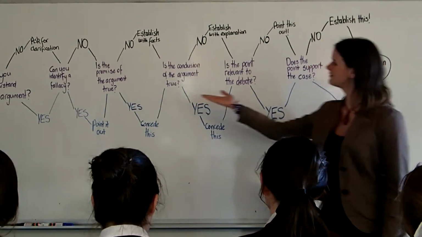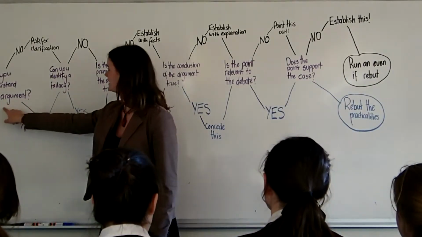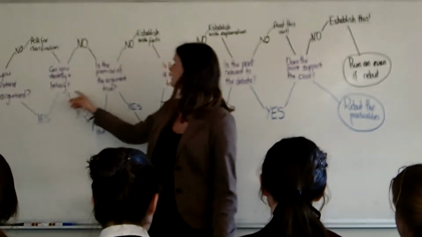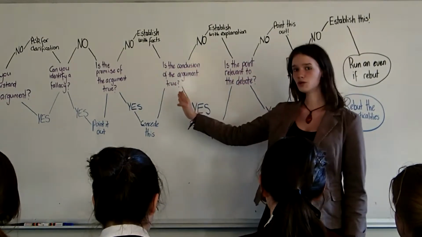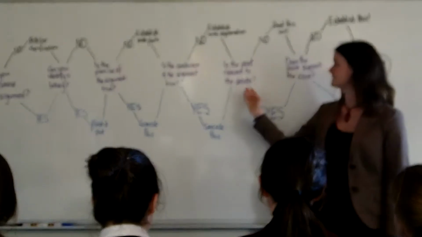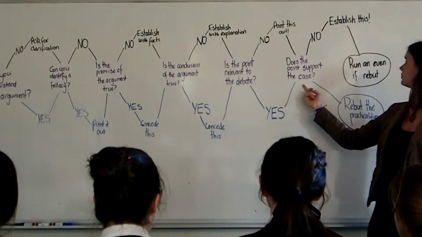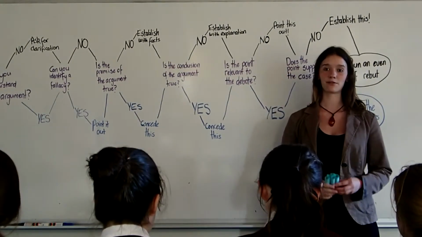So here we have the process of the rebut. We start with, do you understand the argument? Then ask yourself, can you identify a fallacy? Then, is the premise of the argument true? Is the conclusion of the argument true? Is the point relevant to the debate? And does the point support the case? And by following this process, you should be able to come up with a rebut for anything.